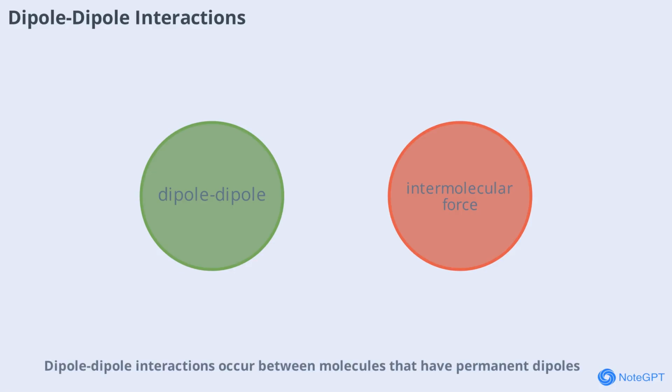Dipole-dipole interactions occur between molecules that have permanent dipoles, meaning they have regions of partial positive and negative charge. These interactions are stronger than London dispersion forces, but weaker than hydrogen bonds. Dipole-dipole forces influence the boiling and melting points of polar compounds and play a role in how substances dissolve in each other. Recognizing these interactions helps explain many everyday phenomena.